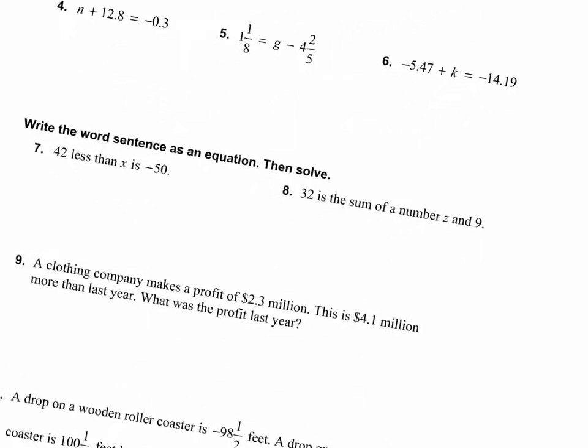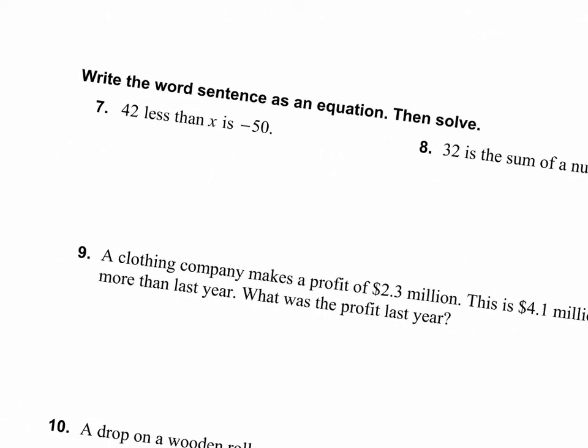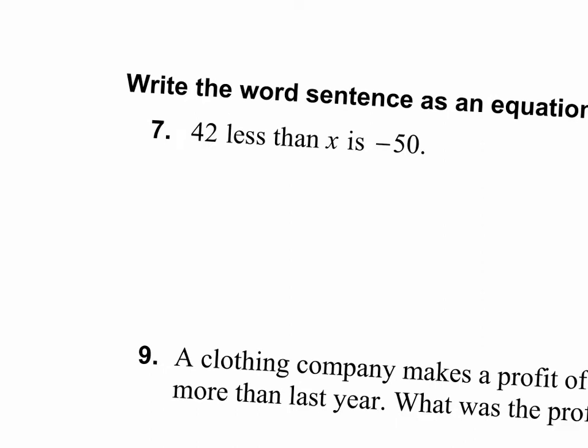All right. So, moving on, number 7, write the word sentence as an equation, then solve it. Okay, so let's box up our numbers and then underline important sayings. So, 42 is a number, so I'm going to box it. Less than, that's a saying that would mean something. X is underlined, negative 50. So we boxed up all the numbers and we underlined the important words.